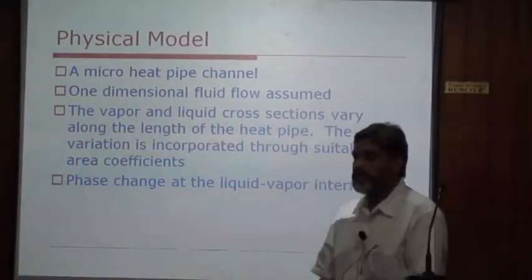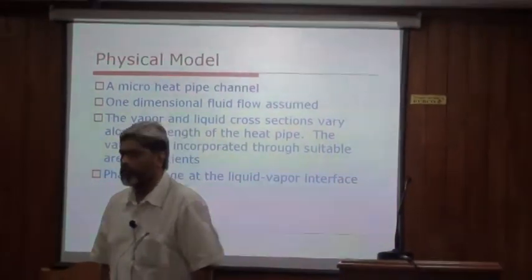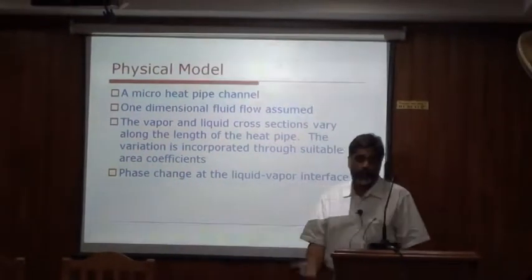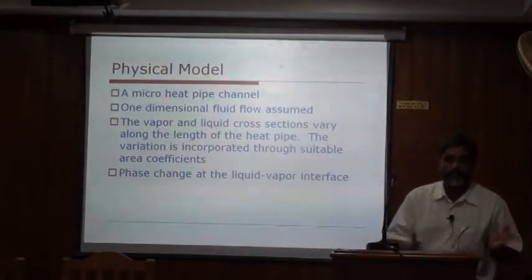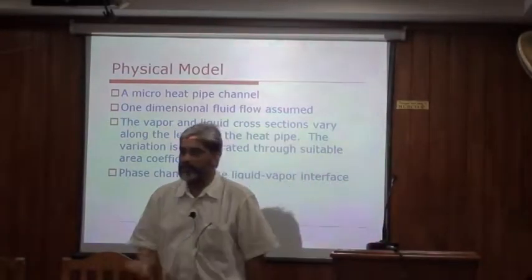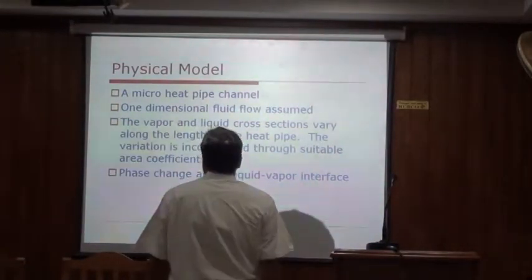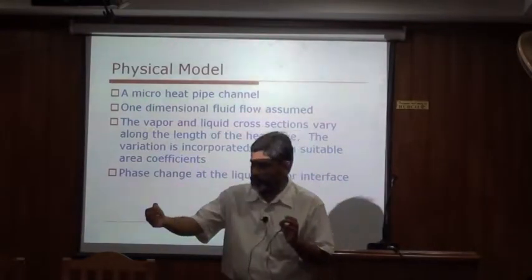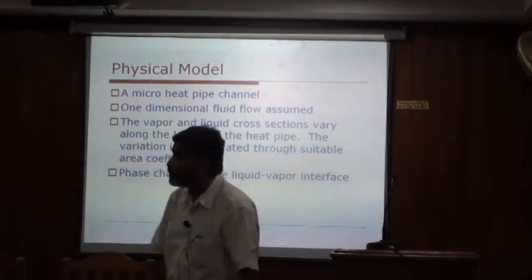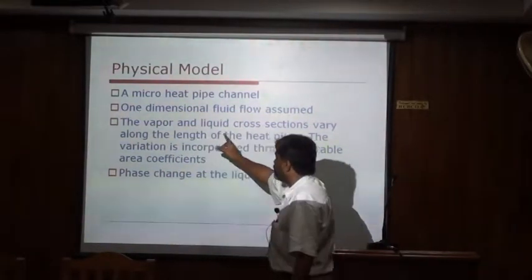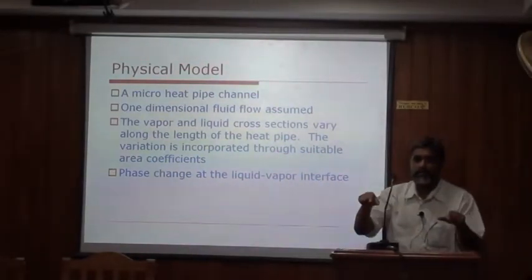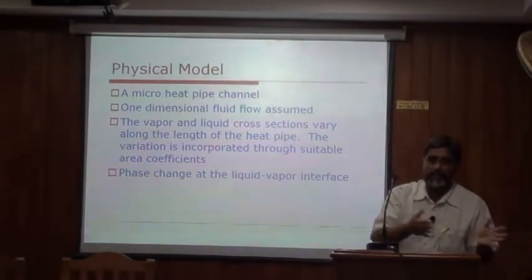Coming to the physical model, whether it's a triangular heat pipe or the wire sandwich heat pipe I'm talking about, this may be the theoretical problem to be analyzed theoretically. The physical equivalent of the problem may be a micro heat pipe channel. There are so many in it, but it's sufficient that I analyze one of them. So we could be okay with a one-dimensional fluid flow model because the cross section is very small. Most of the variations take place only along the flow. Then vapor and liquid cross sections vary along the length, what I told just now. So through the area coefficients I have to incorporate that into the model.